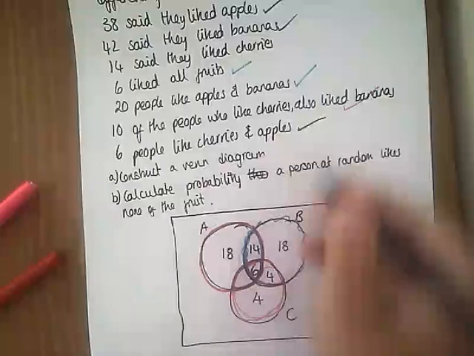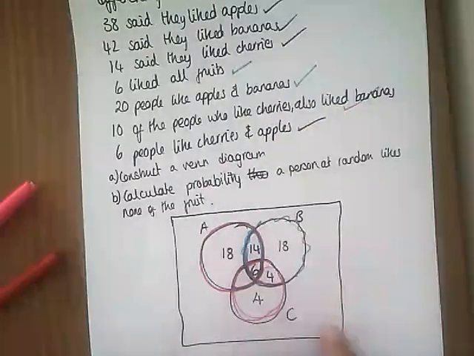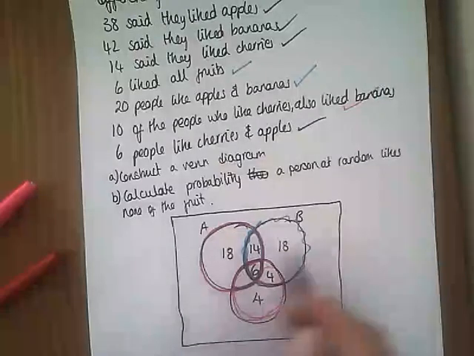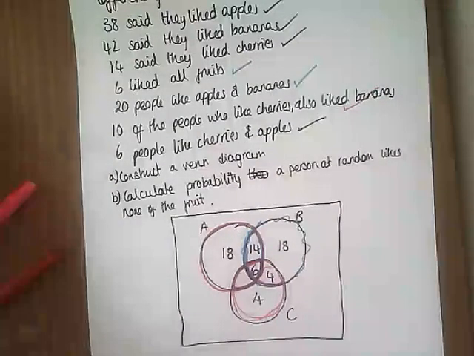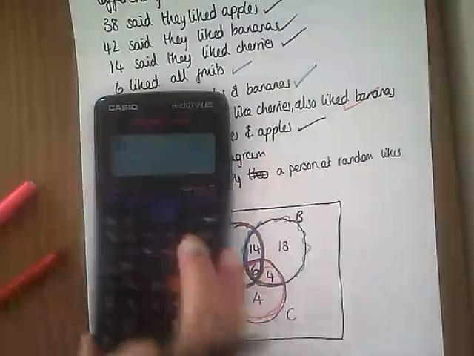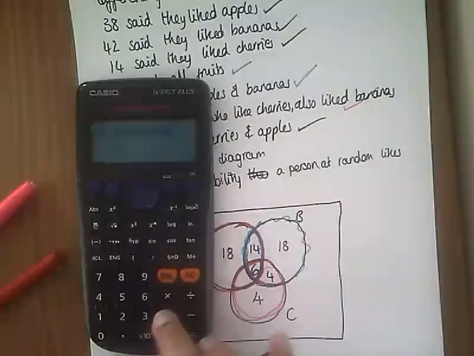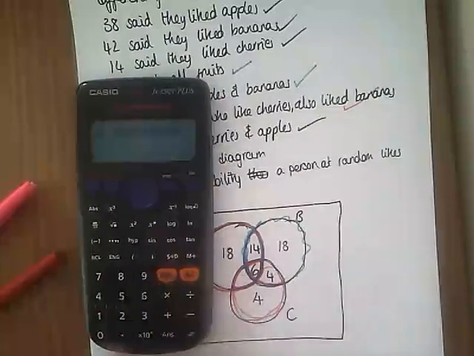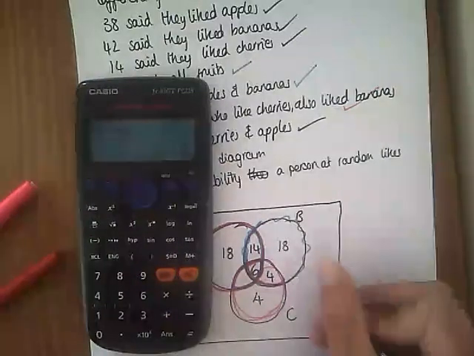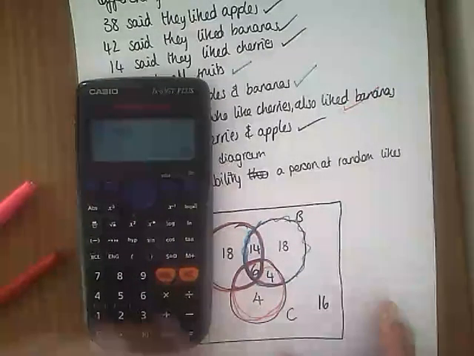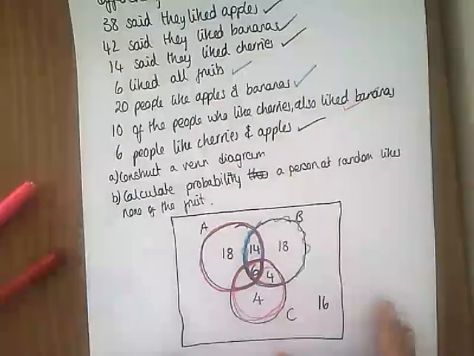That's that bit done. Now the last bit is this outside. If we've got 80 people in total, that means all of our Venn diagram has to add to 80. So far, I've got 18 and 14 and 6 and 18 and 4 and 4. So we've got 64. So if we take that away from 80, that means 16 people don't like any fruit.